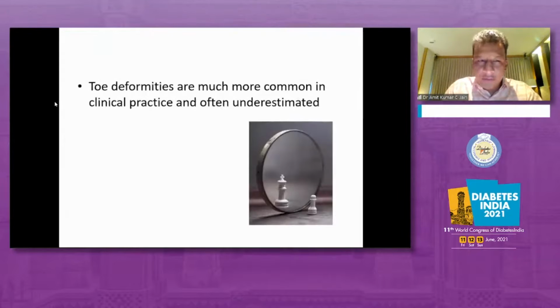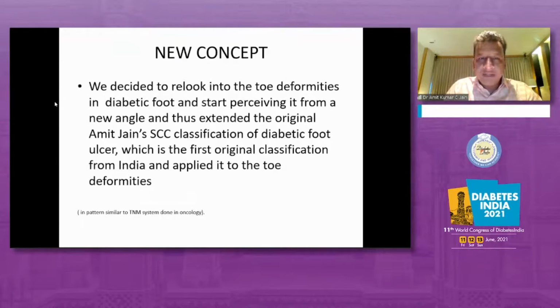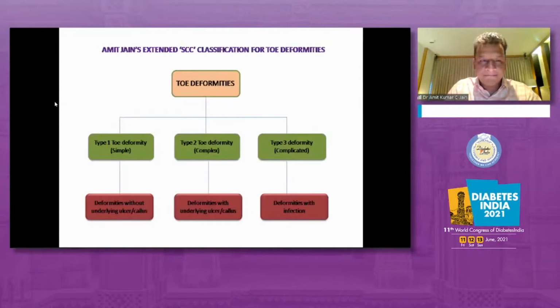Toe deformities are often underestimated in diabetic foot, but they are highly common in clinical practice, and we need to look at them as one of the pre-ulcerative causative factors that can lead to amputation. We decided to relook into toe deformities in a different concept in diabetic foot and start perceiving from a new angle. And that's why the first laid universal classification of diabetic foot from India for an ulcer, called SCC classification, was applied to this, just the way the TNM system is applied to breast, stomach, thyroid.